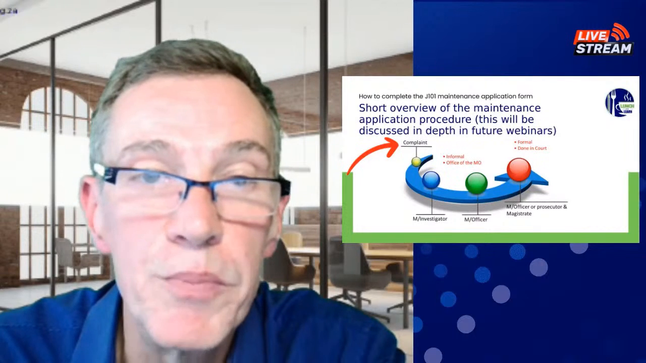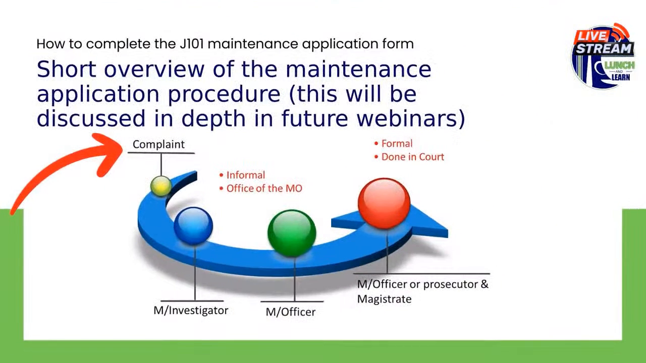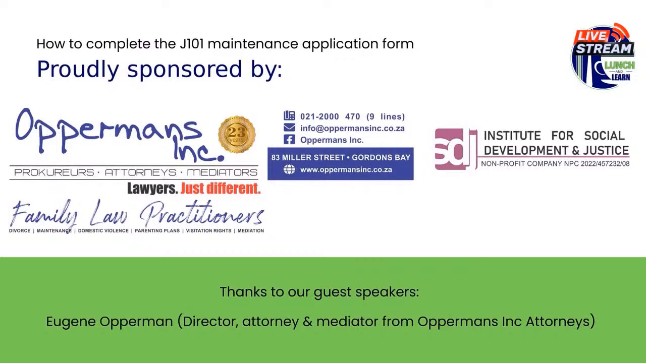Just to put everyone on the same page, this is where we are in the process. We are still in the complaint phase. We have not been dealing with the maintenance officer. We are still busy compiling all the documents in order to submit that to court. So we're still right in the beginning phase. We're moving slowly towards the Section 6 inquiry and the dealings at the Office of the Maintenance Officer and/or in terms of Section 10 of the Maintenance Court. But we'll get to that in the next webinars.